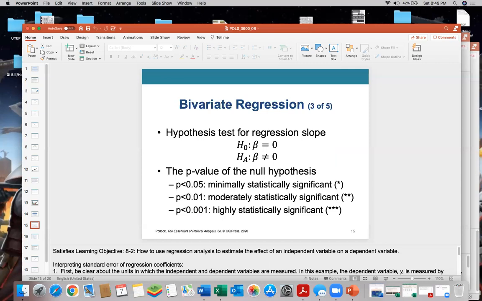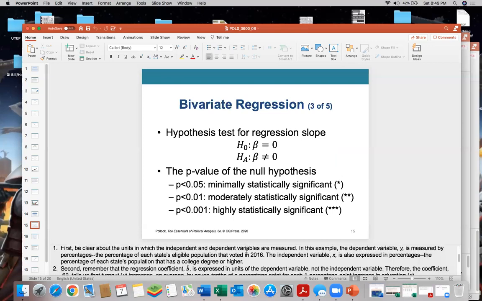Now we just get into the p-values of 0.05 and the stars system, 1 star, 2 stars, 3 stars, when you go into your hypothesis test.